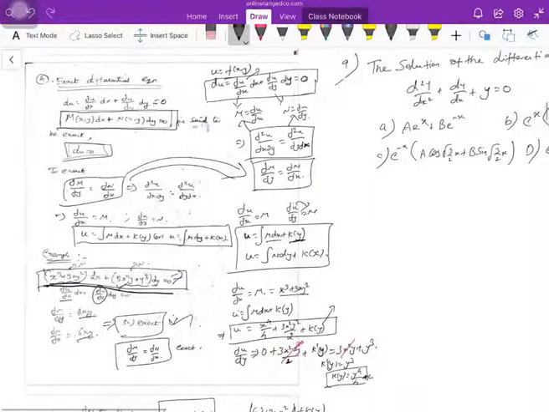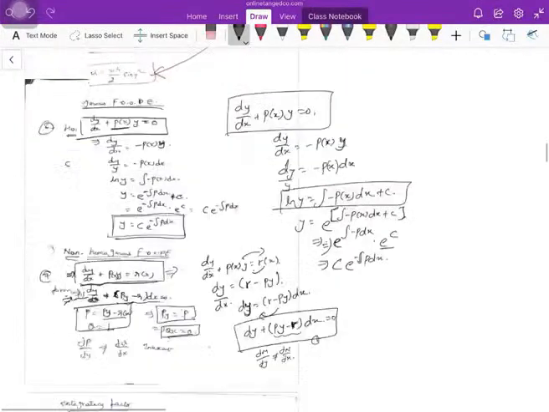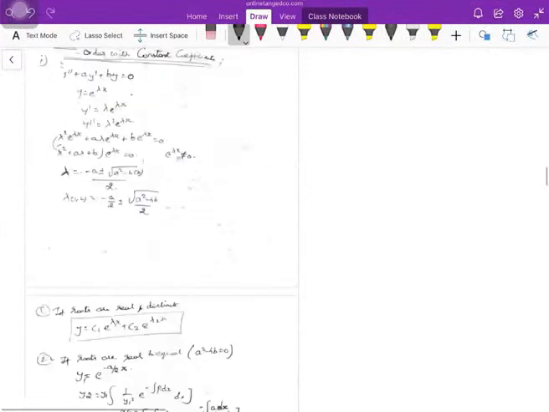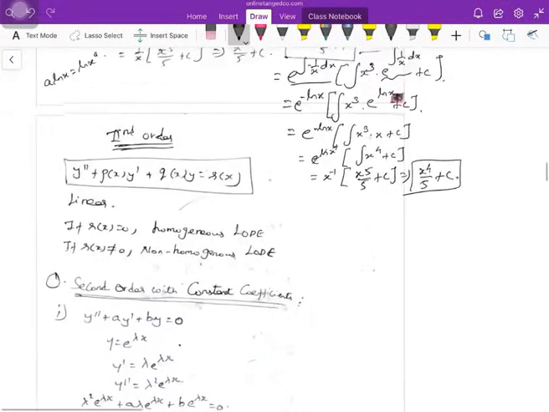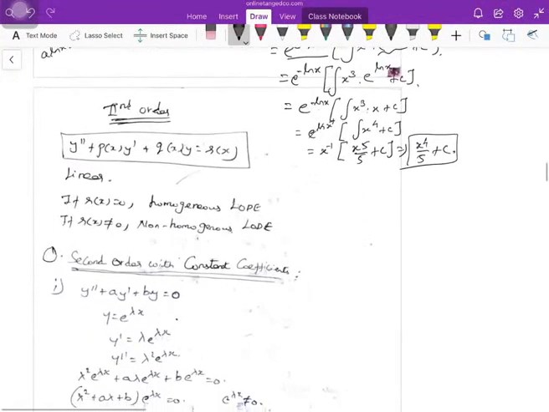Now we can move on to the second order differential equation. Suppose a second order differential equation is something like this. What is a linear second order differential equation?